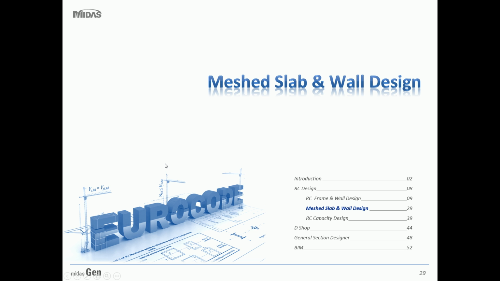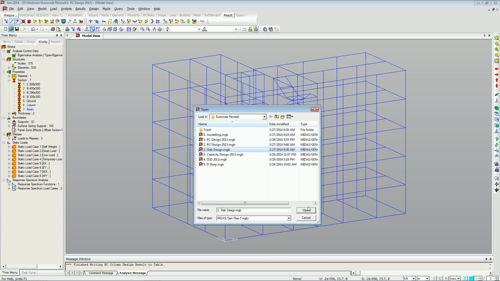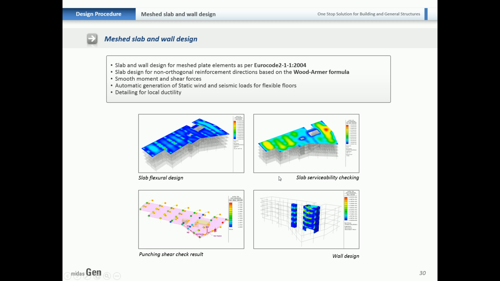Now let's see the meshed slab and wall design in Midas Gen. For the meshed slab and wall design, the program performs the slab flexural design. The slab flexural check is also performed. The program also performs the slab serviceability checking. The punching shear check is also performed, and then the wall design is also supported.